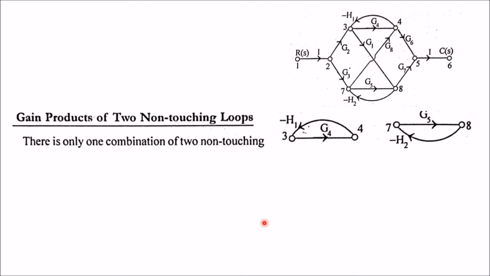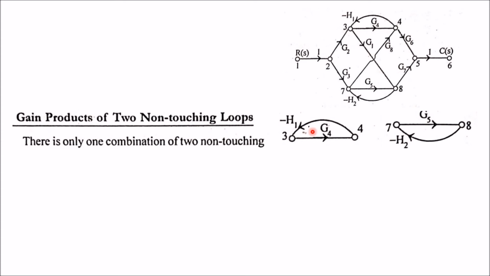Then what do we need to find? I need to find whether there is any loop which is non-touching to each other, I mean 2 non-touching loops. Obviously yes. If you see this loop and this loop, they are not touching. That's why it is called a non-touching loop. How do we know it's non-touching? Because for this loop and this loop, the node numbers are node 3, node 4, node 7 and node 8. Is there any common node? No common node. So you can say these 2 loops are non-touching loops.